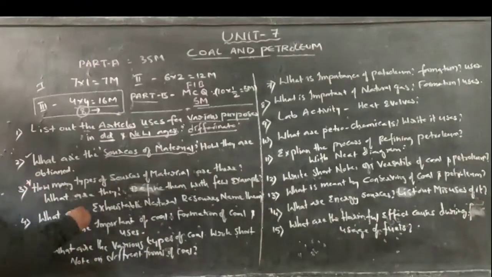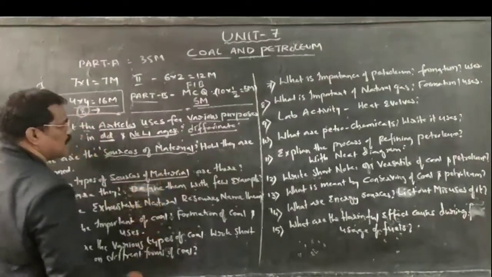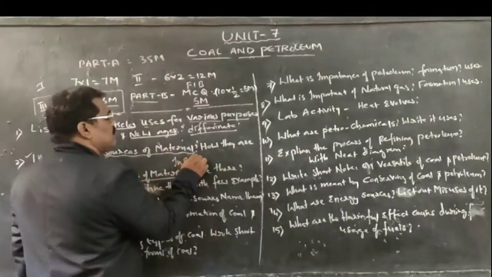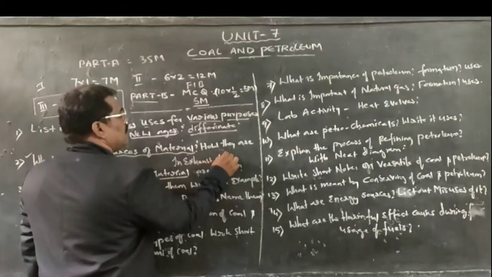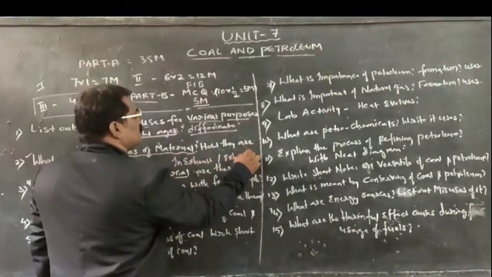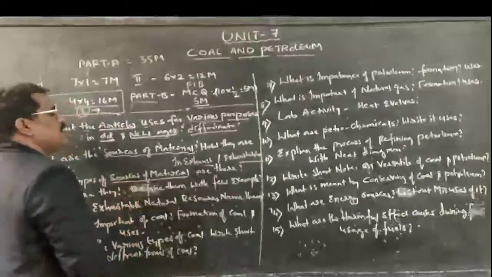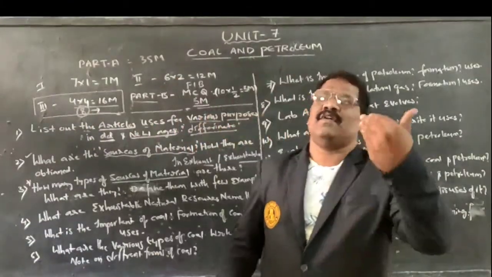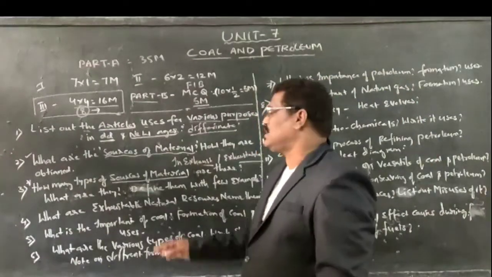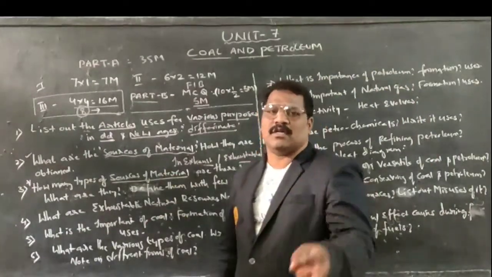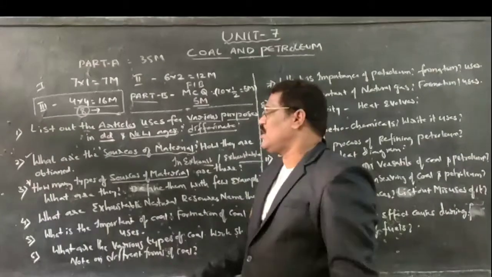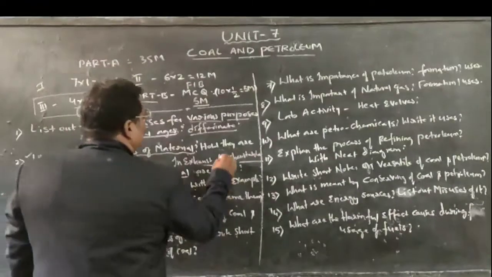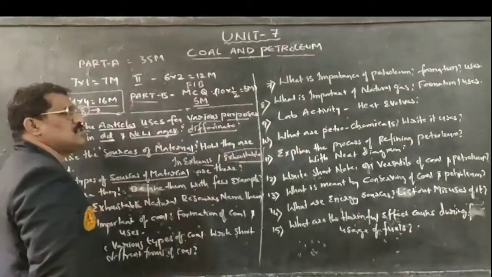The next question we can read is: how many types of sources of material are there? What are they? We know clearly that inexhaustible sources of material exist as well as exhaustible sources of material. Inexhaustible means those which exist for a long period of time, infinite time, such as soil, water, wind, and so on. These are all inexhaustible natural resources.